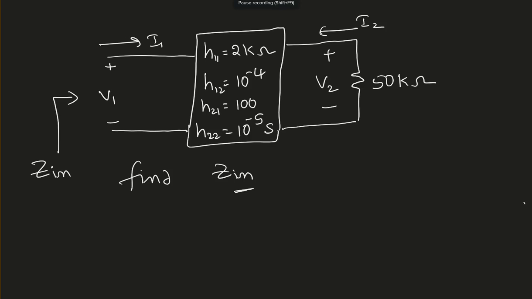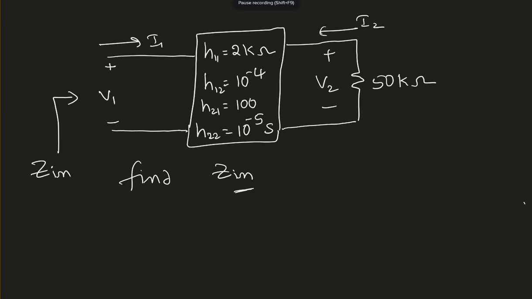Here is another example with two-port networks. So here the given parameters are H parameters. We have H11 equal to 2 kilo ohms. H12 doesn't have any unit, which is 10 to the power of minus 4. H21 is 100. H22 is 10 to the power of minus 5 Siemens.